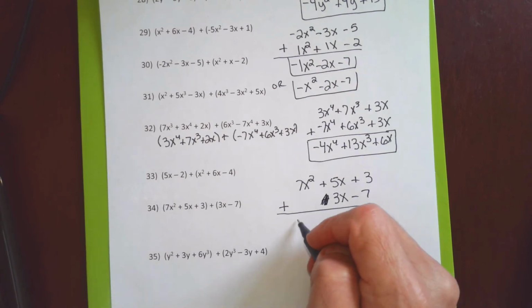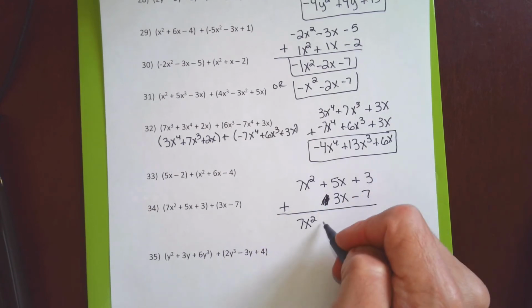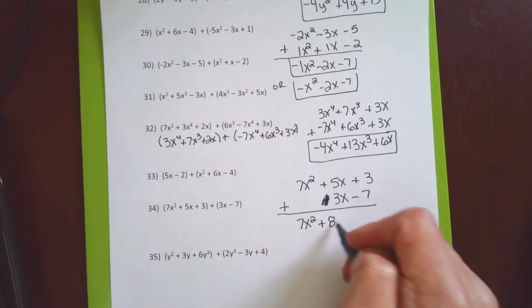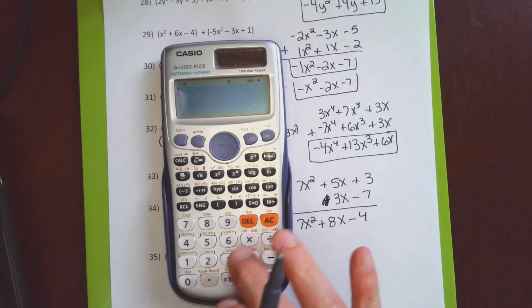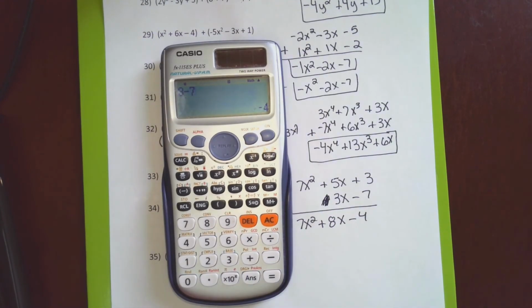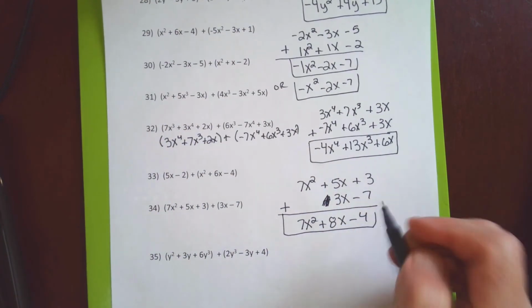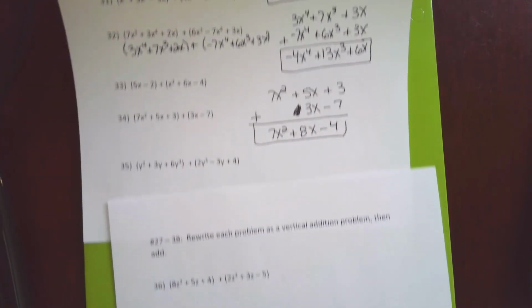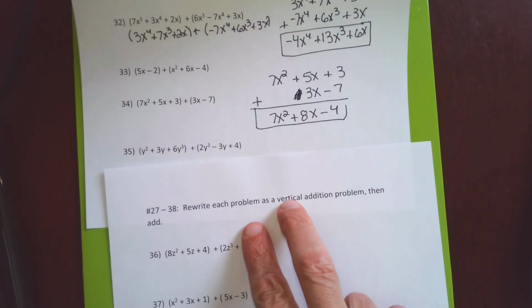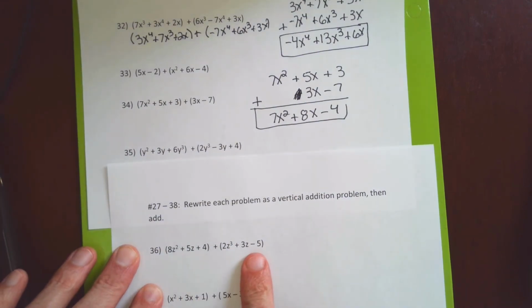Now I'm going to bring down the 7x squared, there's nothing to combine to it, and then 5x plus 3x is 8x, and 3 minus 7 is minus 4. So that would be a perfect answer for problem 34. I'll try to leave 35 on the screen while I pull up 36 because they must be kind of clones of each other. In 36, my parentheses are written in nice orders.